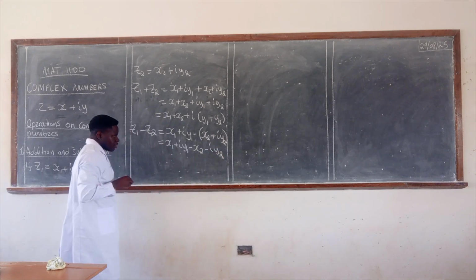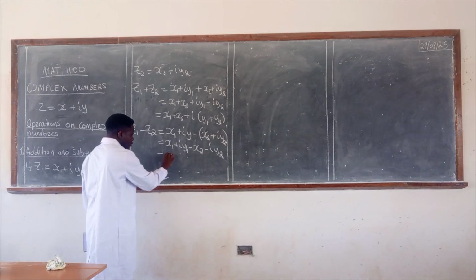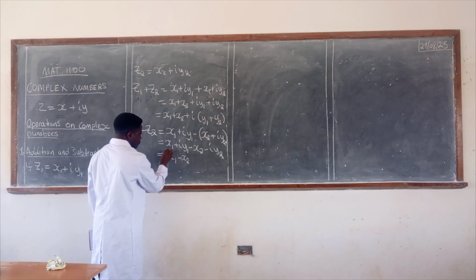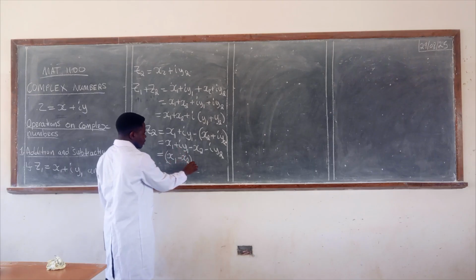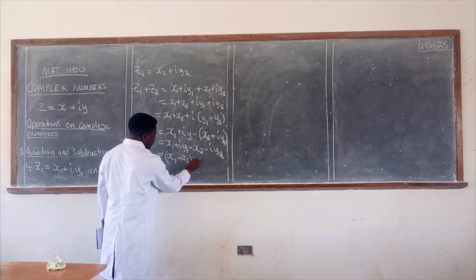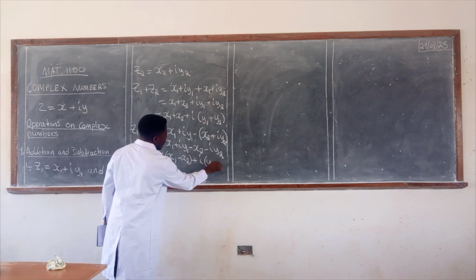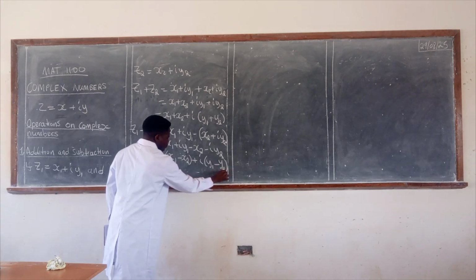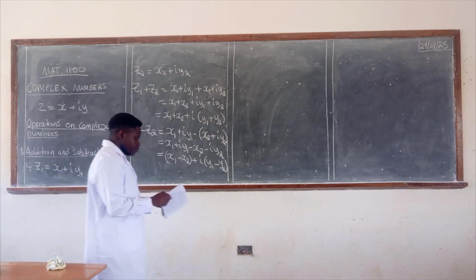We collect the like terms again. The x1 and the x2 come together, so we have x1 minus x2. Then we group the imaginary parts together, so plus i, again we factorize, y1 minus y2. As simple as that. This is how we go about adding and subtracting complex numbers. Let us try and look at an example.